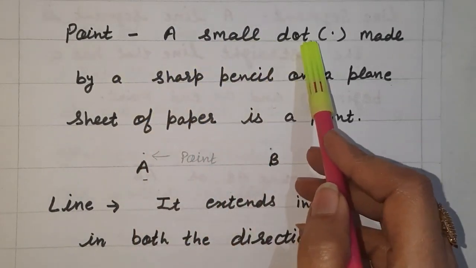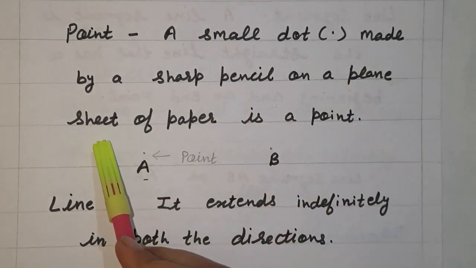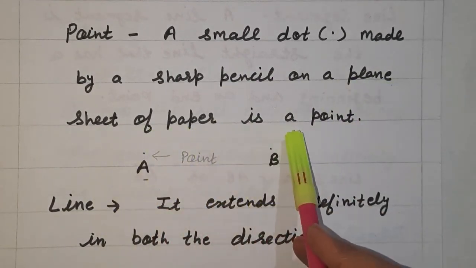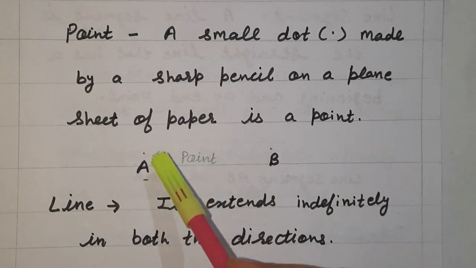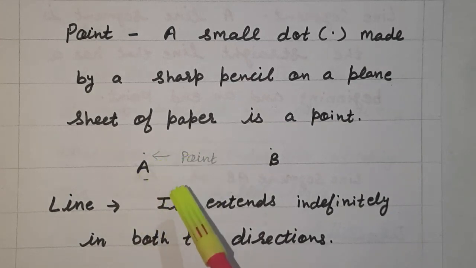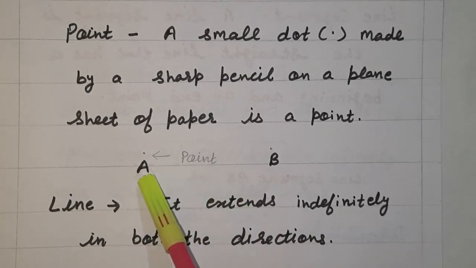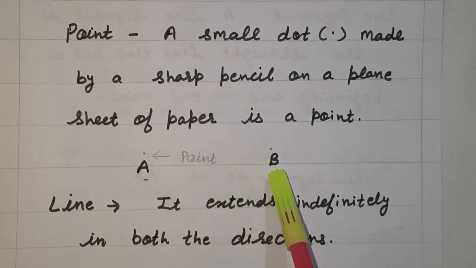A small dot made by a sharp pencil on a plain sheet of paper is a point. A small dot which is made with the sharp pencil. Got it? And its name will be written with a capital letter. Okay. Now what is a line?